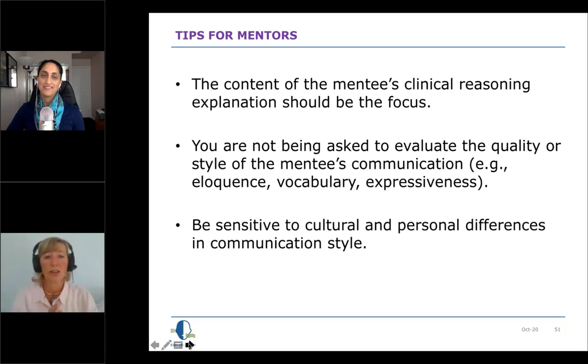We're really focusing on the content of the clinical reasoning explanation, and obviously being responsive to cultural, personal differences in each person's communication style, very important as well.